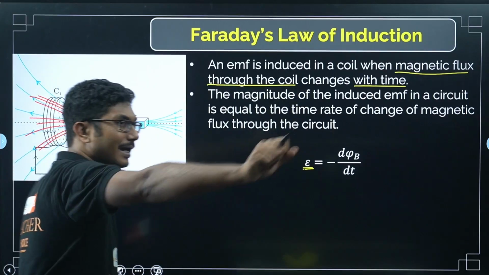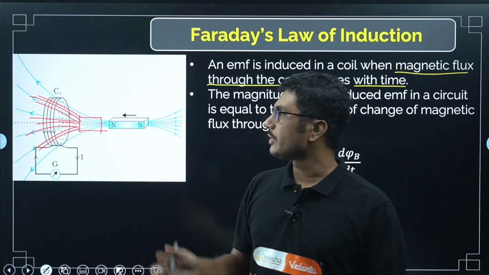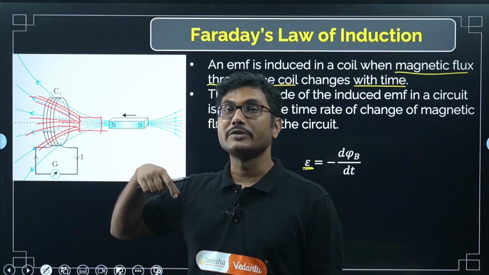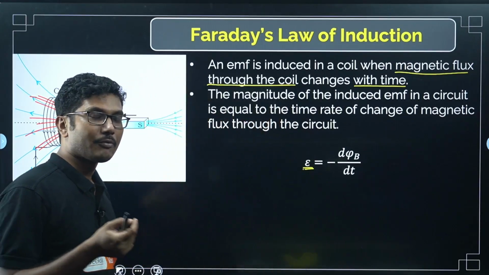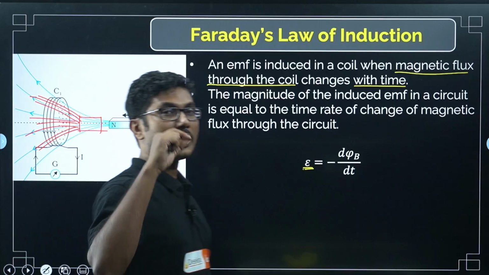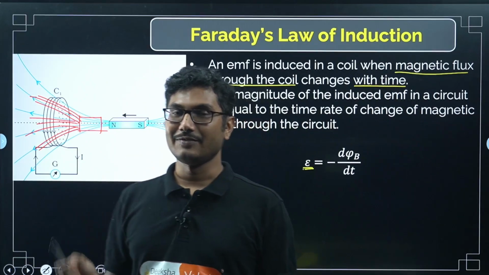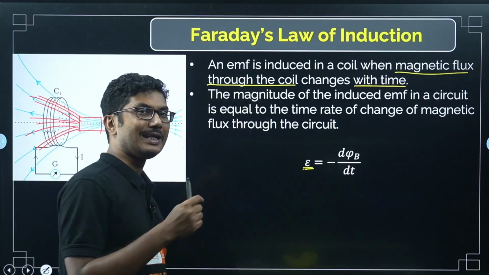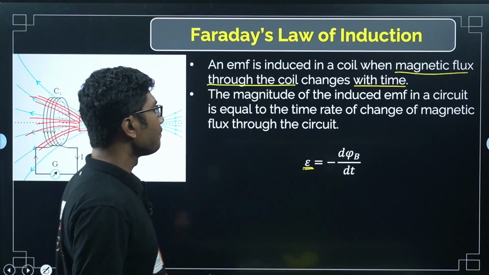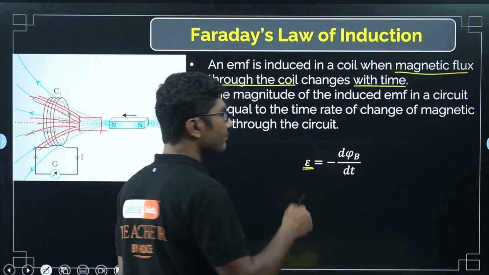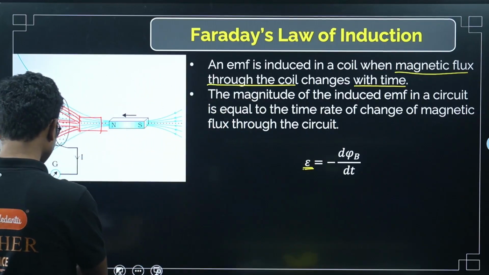Similarly, if you take this magnet away, what will happen? Initially the number of lines was more, but finally the number of lines is less. So initially the flux was high, finally the flux is less. Flux is changing, and flux changing means there will be an induced EMF. Always we will use this formula to calculate the induced EMF.